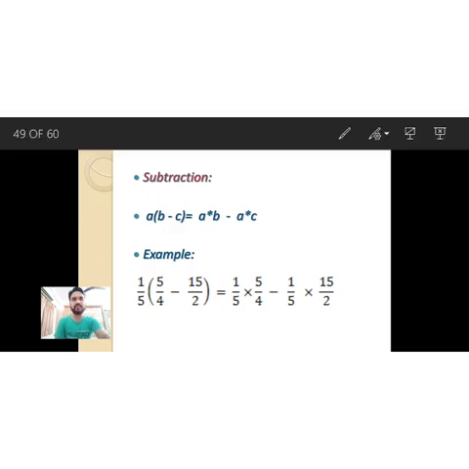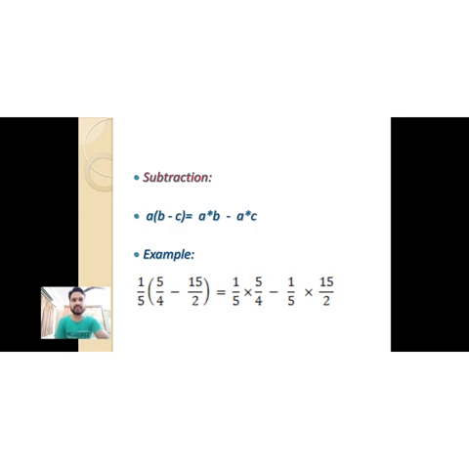So what we have to do? Simply first A multiplied by B, then the sign of minus, then A multiplied by C. Here is our equation: 1 by 5 into bracket 5 by 4 minus 15 by 2. What we have to do? First we multiply the first number by 5 by 4, then the minus sign, then the first number multiplied by the last number. So 1 upon 5 multiplied by 15 upon 2. This is the subtraction property.